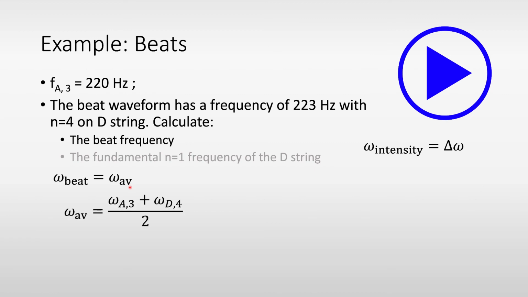A quick bit of rearranging says that the average frequency should be the frequency of the fourth harmonic on the A string plus the third harmonic on the D string, over 2. Rearranging this, we get the frequency of the third harmonic on the D string is twice the average minus the frequency of the fourth harmonic on the A string.